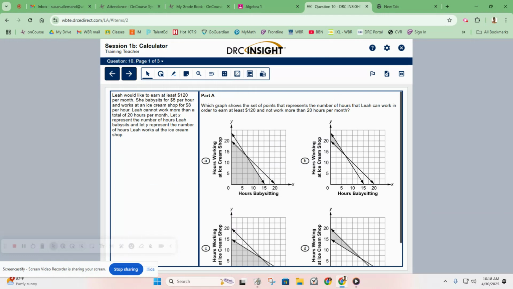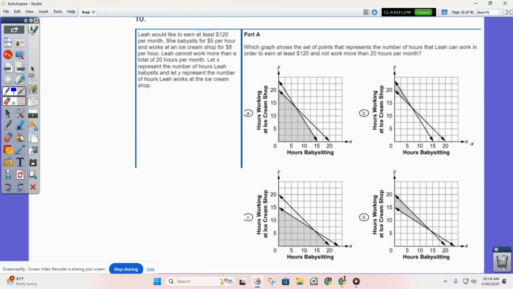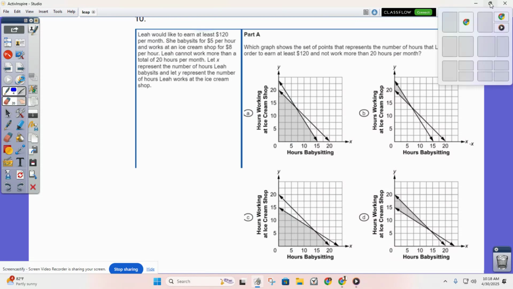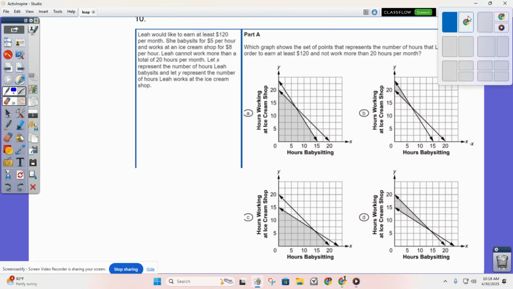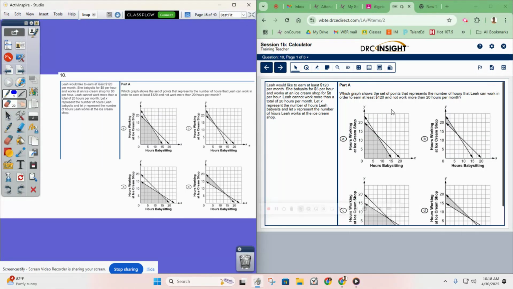Question number 10, we actually have a little bit of writing we need to do. Because the writing won't record on the video unless I go to the Promethean chart, I'm going to do the writing here. You'll write it on your paper, but I'm also going to have this minimized so we can split screen and look at both, okay?